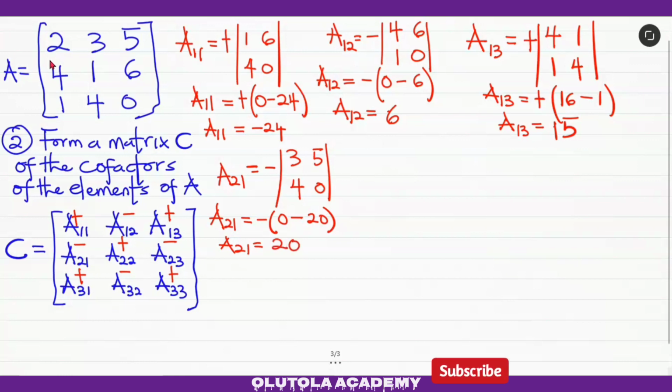So I go again. I have A22 now will be positive, as we have here positive. So for A22, I will have to close this column. This is A22, this is slotting here. So I close this up and I close this up. So that will be 2, 5, 1, 0.